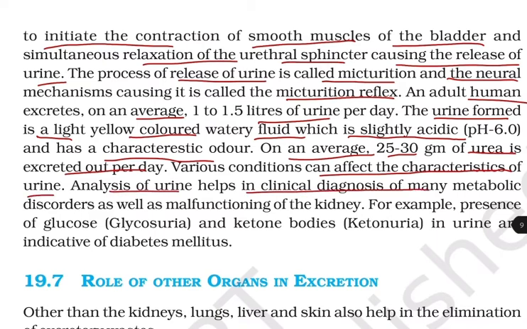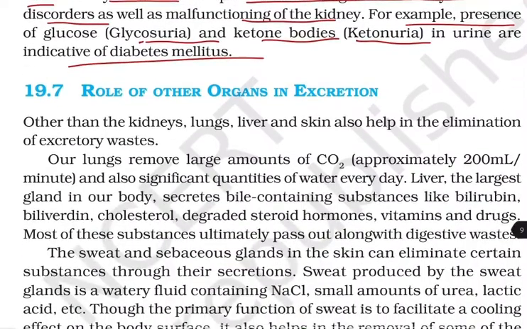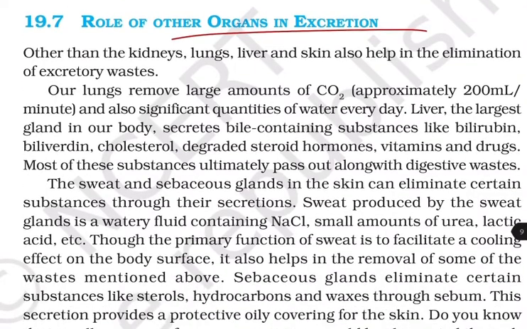Analysis of urine helps in the clinical diagnosis of many metabolic disorders as well as malfunctioning of the kidney. For example, presence of glucose, that is glucosuria, and ketone bodies, that is ketonuria, in the urine are indicative of diabetes mellitus. Role of other organs in excretion.